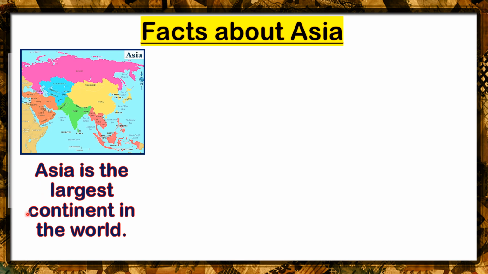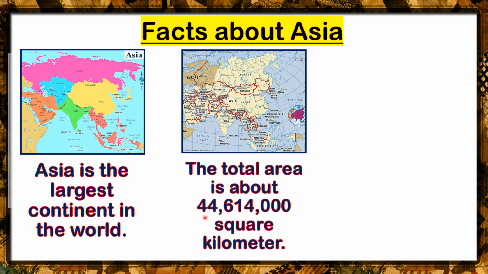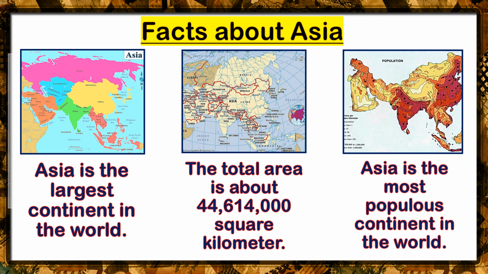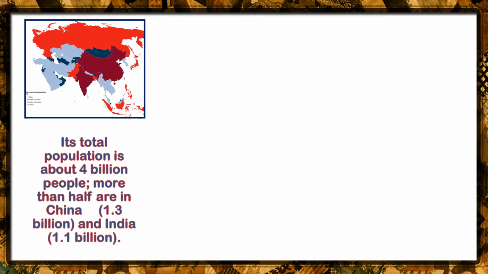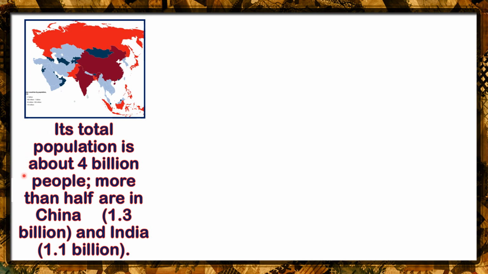Asia is the largest continent in the world. The total area is about 44,614,000 square kilometers, which is really huge. Asia is the most populous continent in the world because it has the three largest countries in the world, which are India, China, and Russia. Its total population is about 4 billion people. So more than half are in China, which is 1.3 billion, and India, which is 1.1 billion people. So imagine, class, how huge China and India are because billions of people live in these countries.